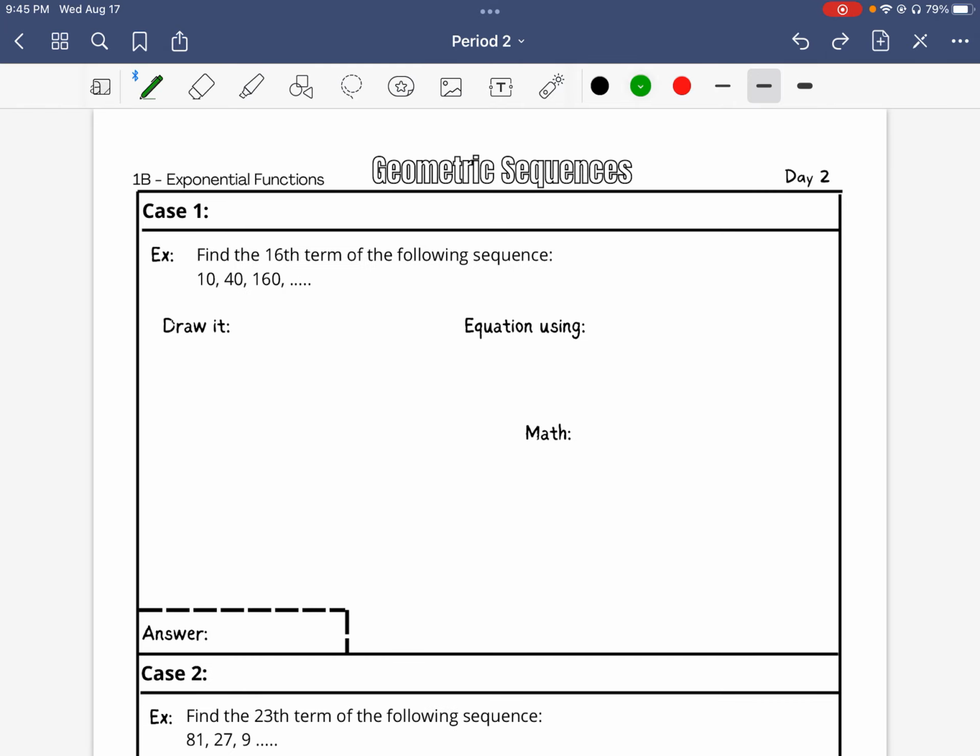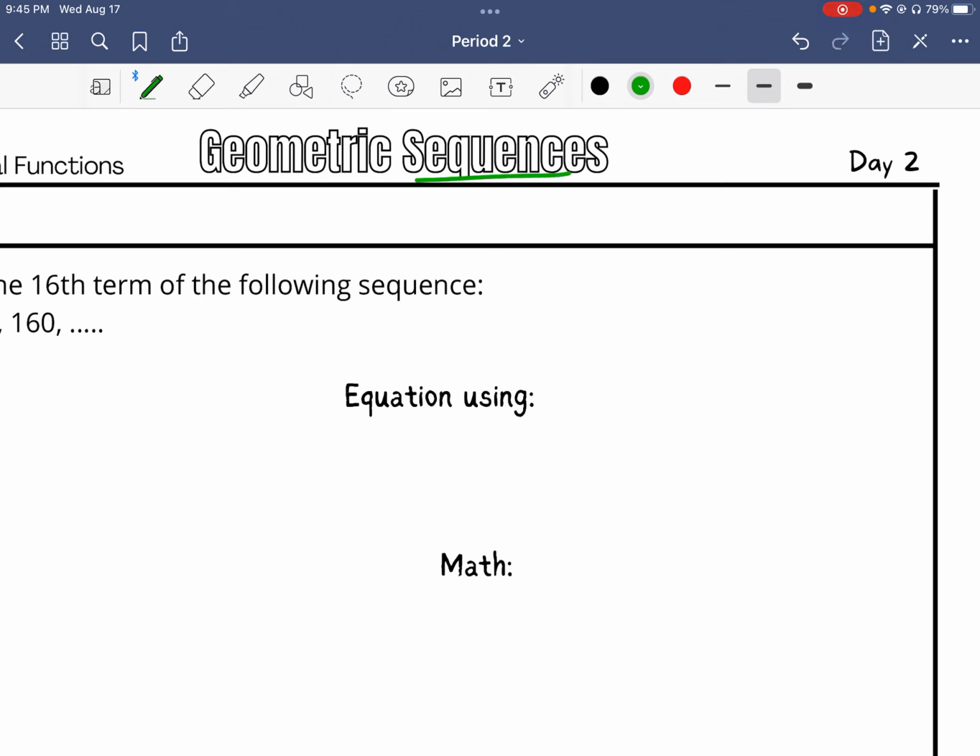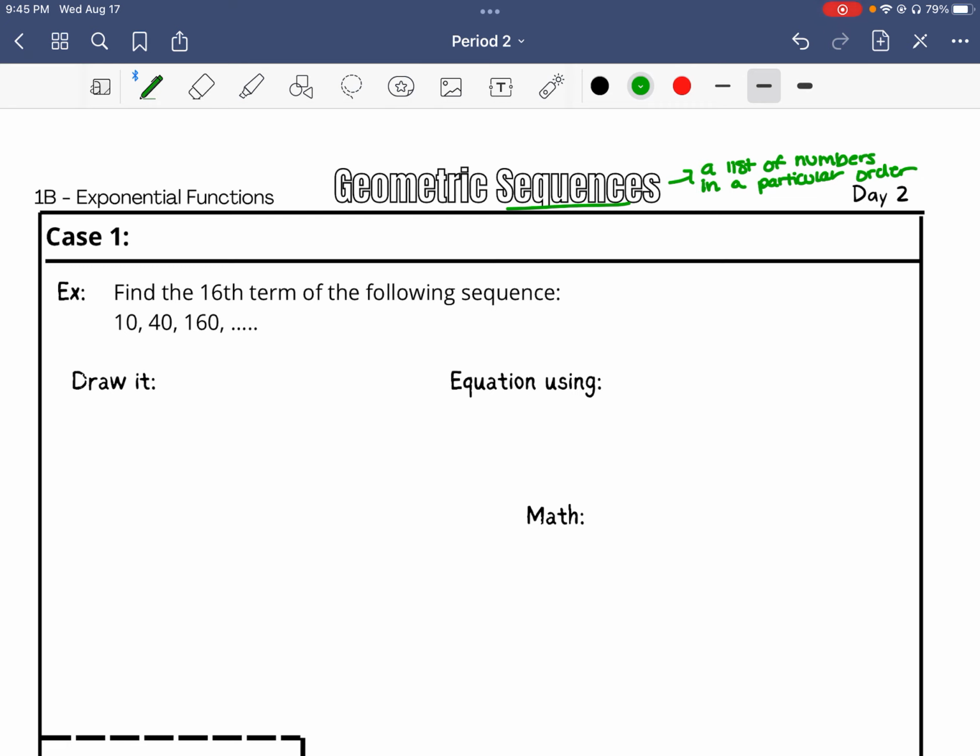To recap, a sequence is a list of numbers. Any kind of numbers? Nope. It's a list of numbers in a particular order, and that's just a fancy way of saying that there's probably a pattern in there. Last time you learned arithmetic sequences, which are lists of numbers going up by adding or subtracting. So let's look at this one.